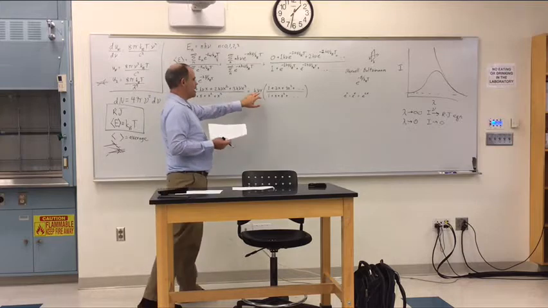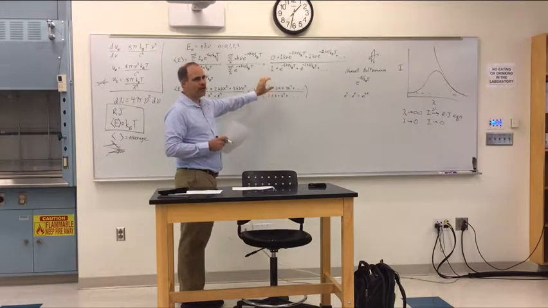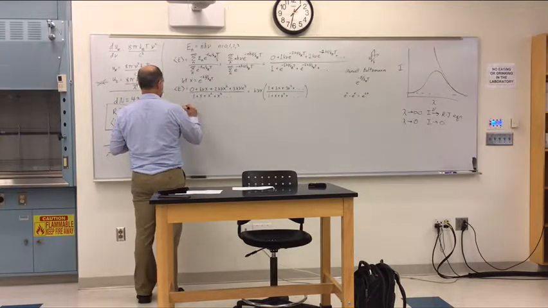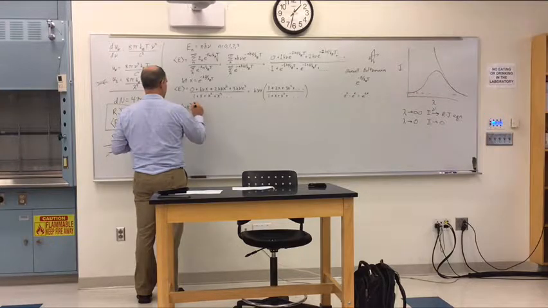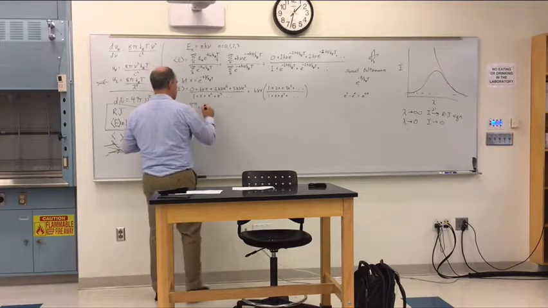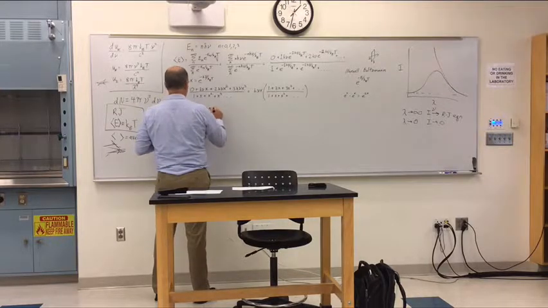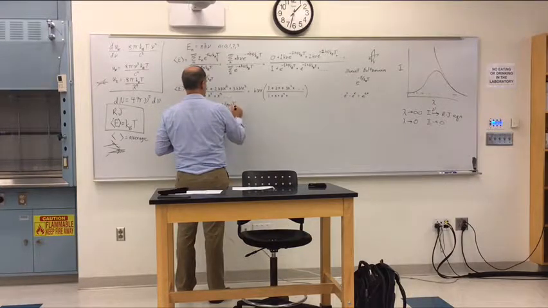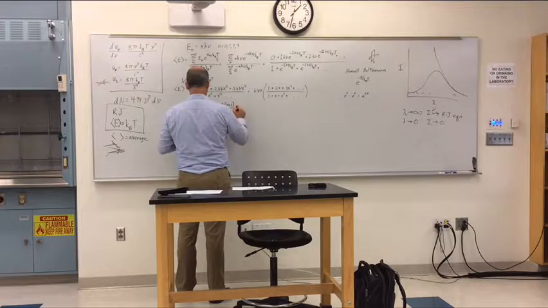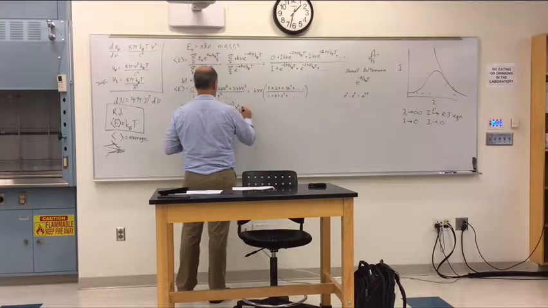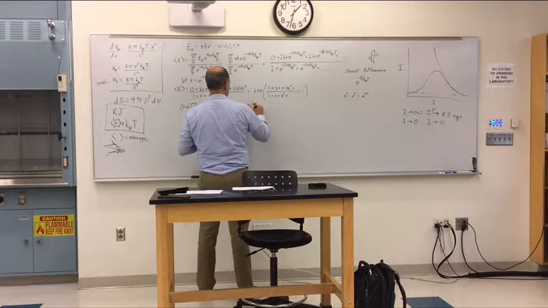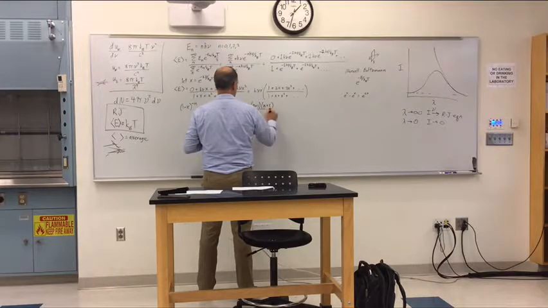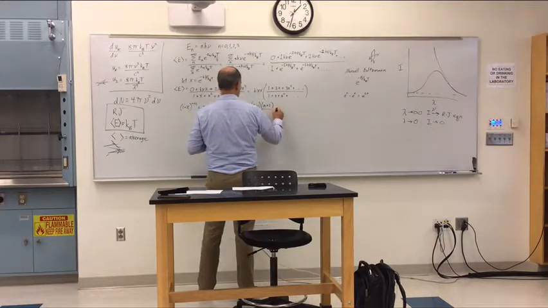There's actually a nice mathematical trick that will allow us to sort this out and simplify it quite a bit. 1 minus x raised to the negative n is equal to 1 plus nx plus n times n plus 1 over 2 factorial x squared plus n times n plus 1 times n plus 2 over 3 factorial x to the third.